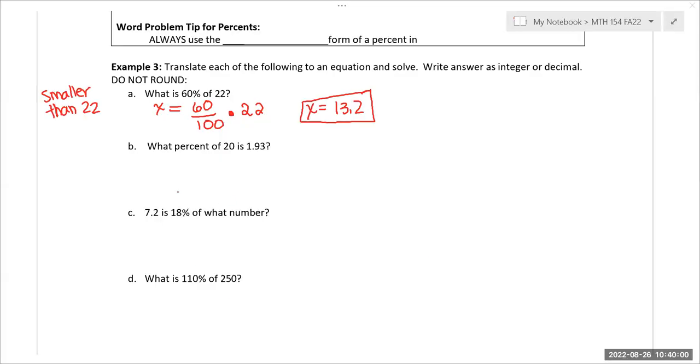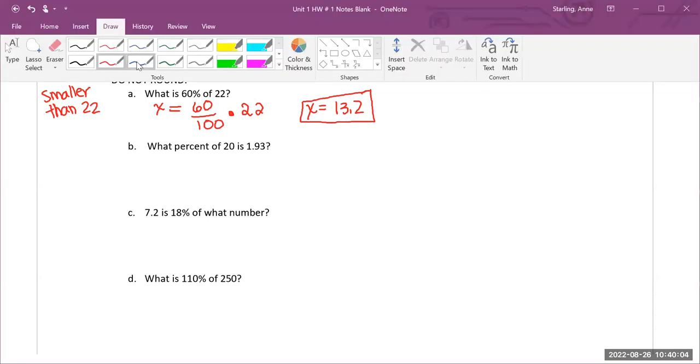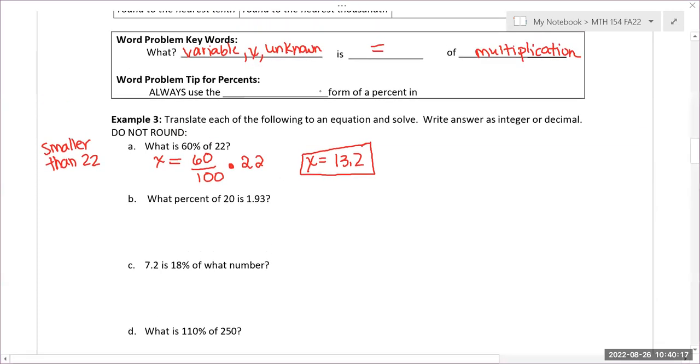So if I want what percent of 20 is 1.93, if I kind of think of that, that's less than 2. So 2 out of 20 is a pretty small percentage. So I'm looking for something pretty small. But let's go ahead and translate it according to our box up here. And then up here, it's always use the decimal form of a percent. So what percent? Okay, so this whole thing is my X.